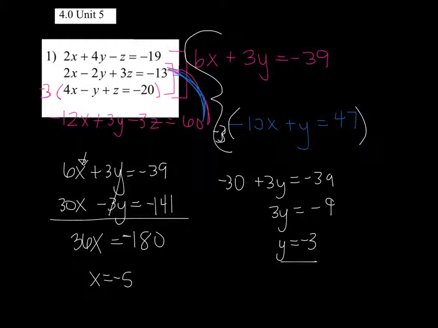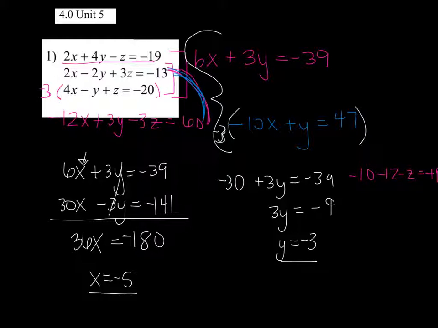So now I have my x and I have my y. And I'm going to take those 2 values, I'm going to plug them into one of my original equations. I'm just going to do this top equation over here, this guy right here. And so we get 2 times x, so 2 times negative 5, negative 10, plus 4 times y, so 4 times negative 3 is negative 12, minus z equals negative 19.